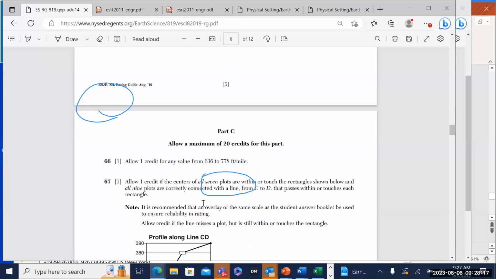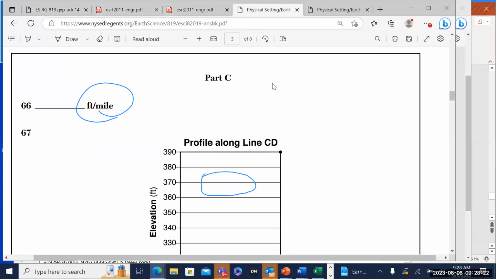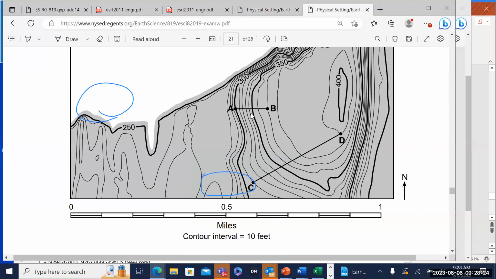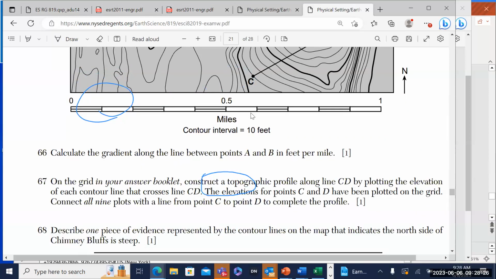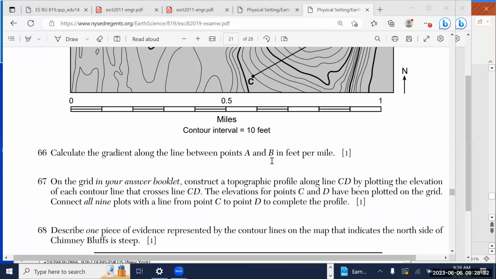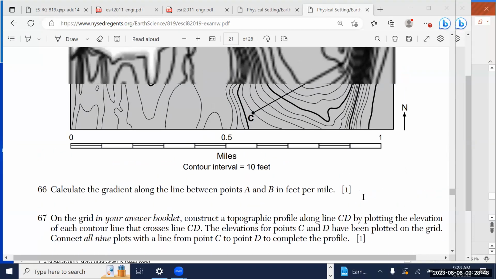Now, 67 is going to be a little bit difficult for me to break down, but I'm going to try as best as I can. So 67, it says on your gradient answer booklet, construct a topographic profile along line CD by plotting the elevation grid of each contour line that crosses line CD. The elevations for CD have been plotted on the grid. Connect all 9 plots from a line from C to D to complete the profile.